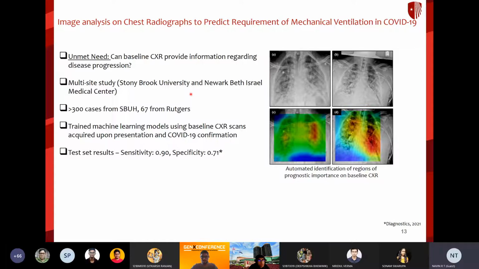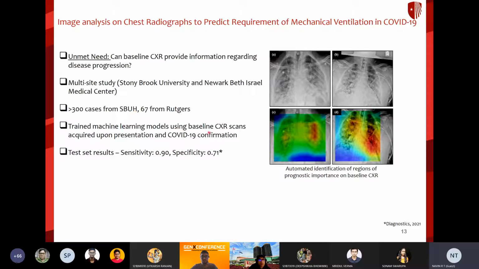So in order to address this, we did a multi-site study. This was a study conducted at Stony Brook and Newark Beth Israel Medical Center, which is part of Rutgers University. In the initial part of the study, we had about 300 cases from Stony Brook and 67 from Rutgers. Now we have expanded it to more than 2,000 images, but this was during the first few months of the pandemic. So we trained machine learning models using baseline CXR scans.